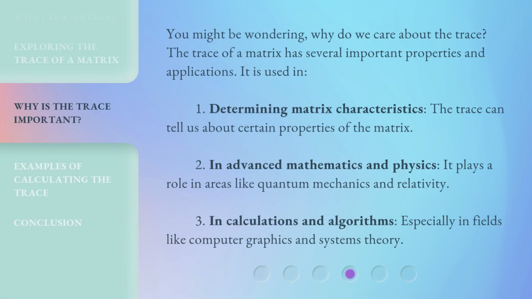You might be wondering, why do we care about the trace? The trace of a matrix has several important properties and applications. It is used in: 1. Determining matrix characteristics. The trace can tell us about certain properties of the matrix. 2. In advanced mathematics and physics, it plays a role in areas like quantum mechanics and relativity. 3. In calculations and algorithms, especially in fields like computer graphics and systems theory.